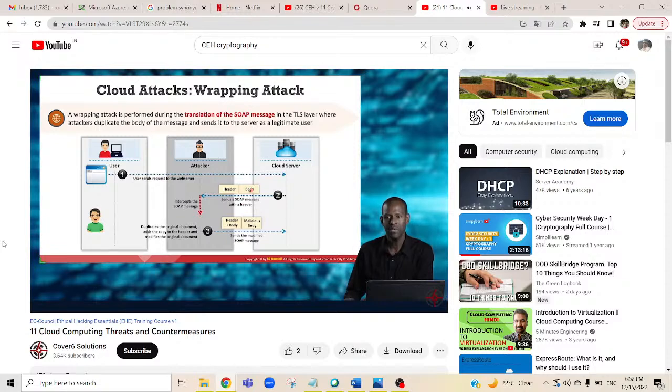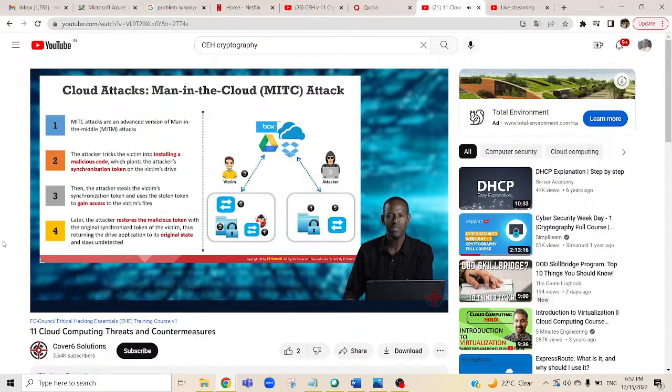And what happens is the attacker intercepts that SOAP message. And then they duplicate that original document, copy the header, modify the body of that, send it back, and then they're able to get various types of information from the application and do other types of attack because of the wrapping attack. Another one is man in the cloud, very similar to man in the middle, man in the browser.